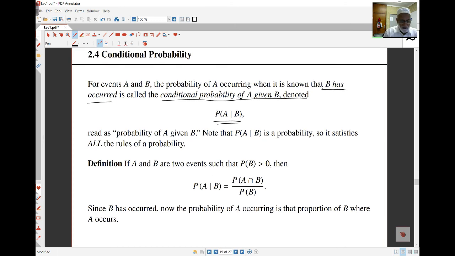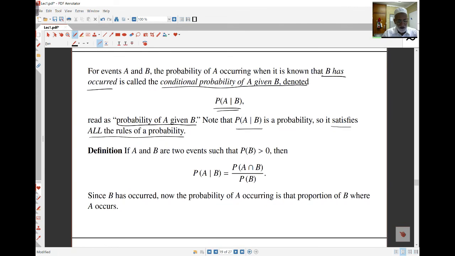So knowing what's happened already can affect the probability of some other event happening. Because this is a probability, it satisfies all the rules of probabilities we saw beforehand. Now, the definition: if A and B are two events and the probability of B can't be 0, because otherwise I can't divide by 0, then the probability of A given B is the probability of A intersect B divided by the probability of B. This is the conditional probability law.